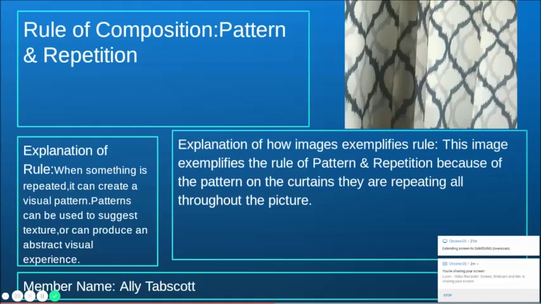Pattern and repetition. The rule of repetition is when something is repeated, it can create a visual pattern. Patterns can be used to suggest texture and or can produce an abstract visual experience. This image exemplifies the rule of pattern repetition because of all the patterns on the curtains. They are repeating all throughout the picture.